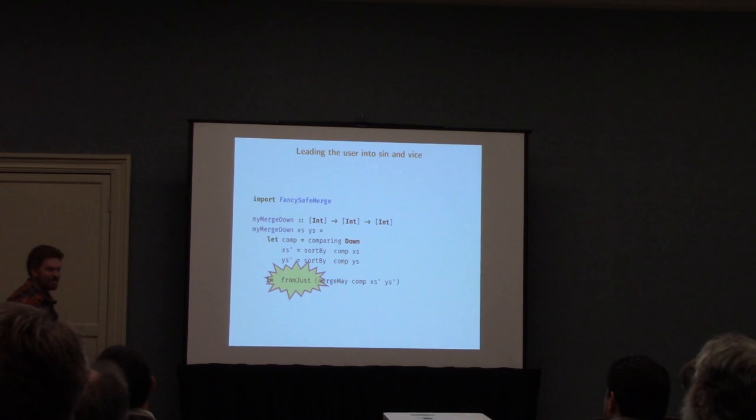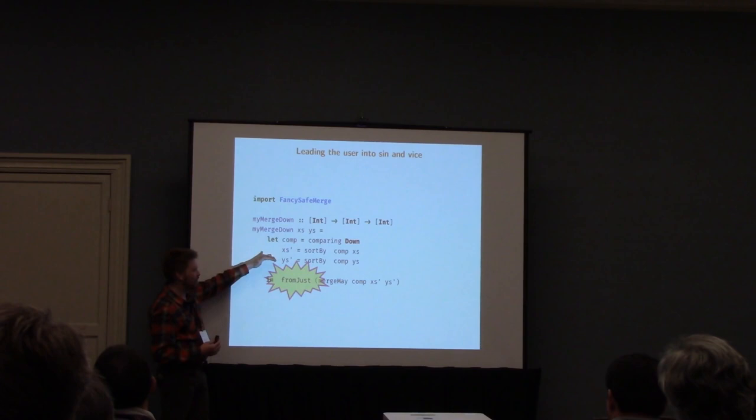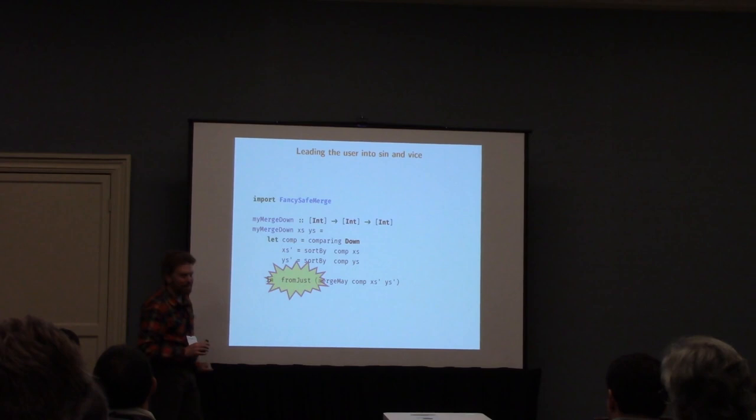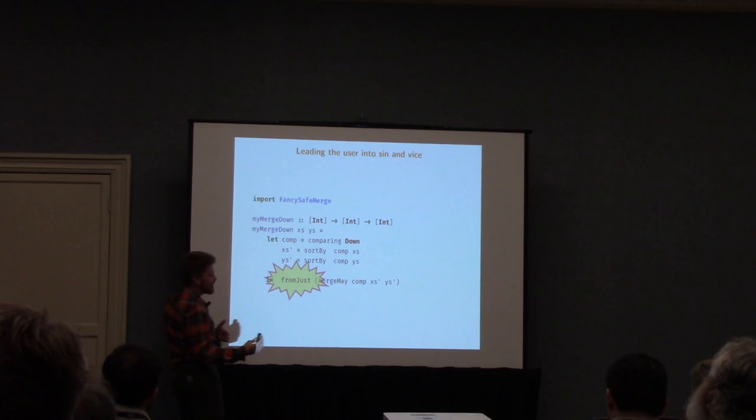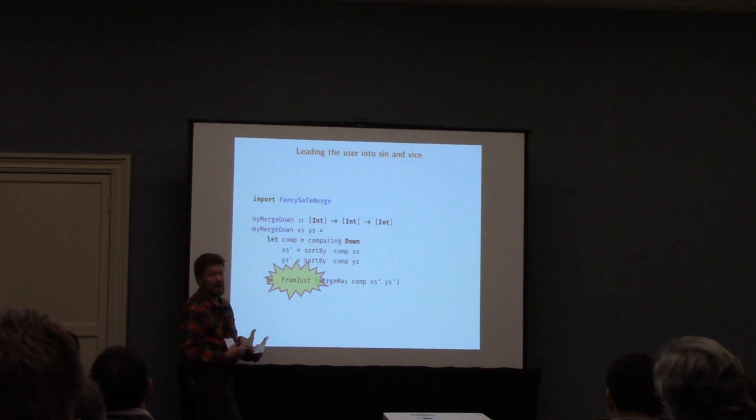Except 6 months from now, some other user is going to edit this code, and suddenly that fromJust will lead to an exception at runtime. So the problem here is that the library author is forcing the user to handle the Nothing case, even if the user did everything correct, even if the user is abiding by the contract of this API.